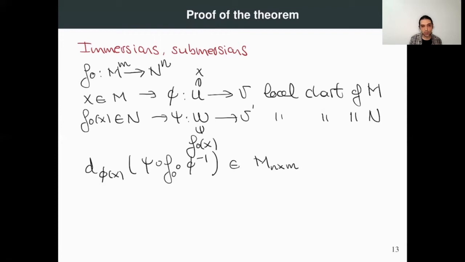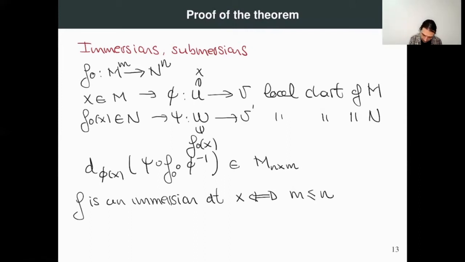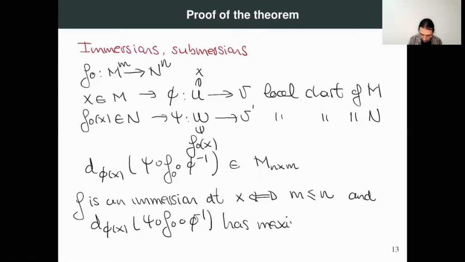And what does it mean to be an immersion at x or a submersion at the point x? It means that this matrix has maximal rank. So F is an immersion at the point x if and only if m is less or equal than n and the matrix of the local expression of F0 in local charts is a matrix of maximal rank. And this maximal rank, of course, is equal to m.